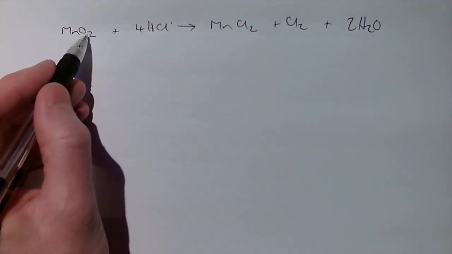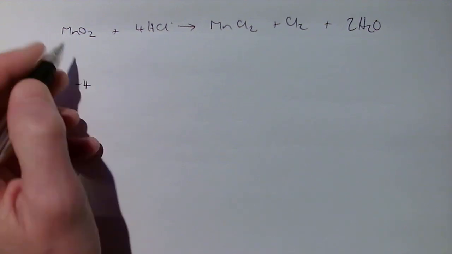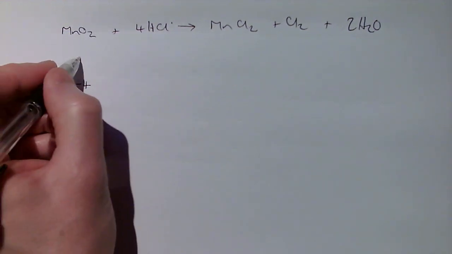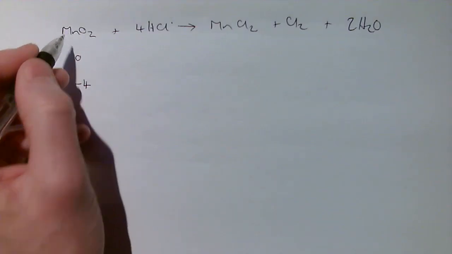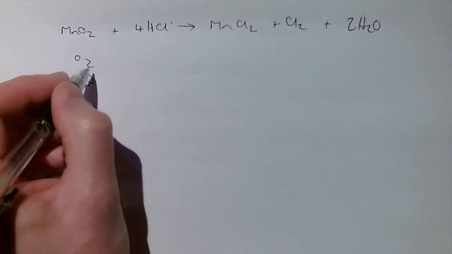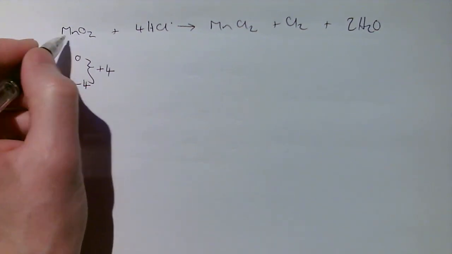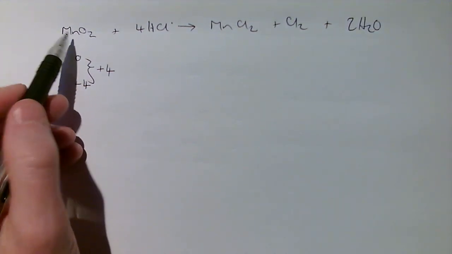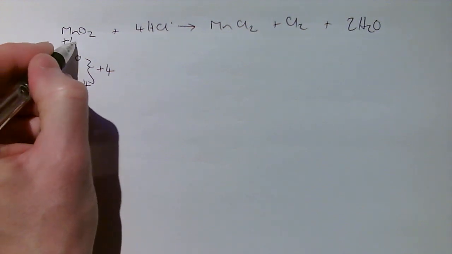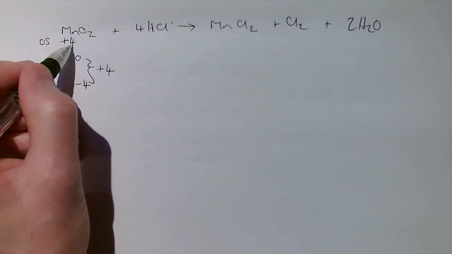So 2 times -2 is -4. The overall charge on that whole compound is 0, so I've got to get from -4 up to 0. So something is contributing +4. The only other thing that can contribute there is the manganese, so that must be contributing +4. So the oxidation state of the manganese is +4.